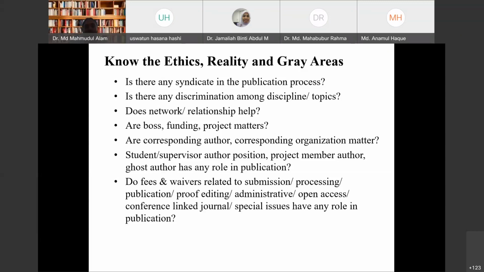Some disciplines people don't bother with. Some disciplines are like way too much, and there are popular topics, useless topics. Many of the popular topics are useless, or they have very minimum value. But there are editors like this, and this is the popular topic. Then the networks or relationships matter, or in some cases your project members or funding.